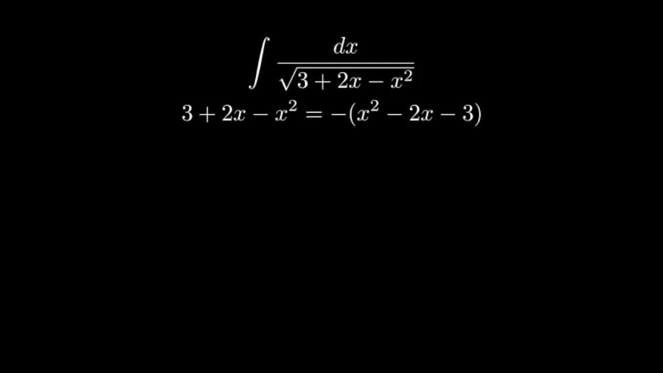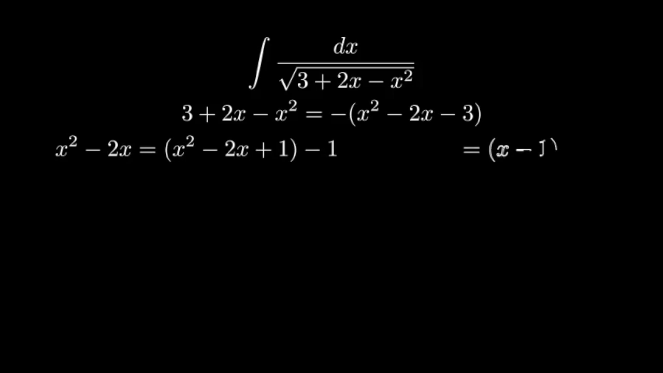Now let's complete the square for the x squared minus 2x terms. We take half of the coefficient of x, which is negative 1, square it, which gives us 1, and add and subtract 1 to maintain equality. Substituting this back into our expression, negative x squared minus 2x minus 3 becomes negative quantity x minus 1 squared minus 1 minus 3, which simplifies to negative x minus 1 squared plus 4.